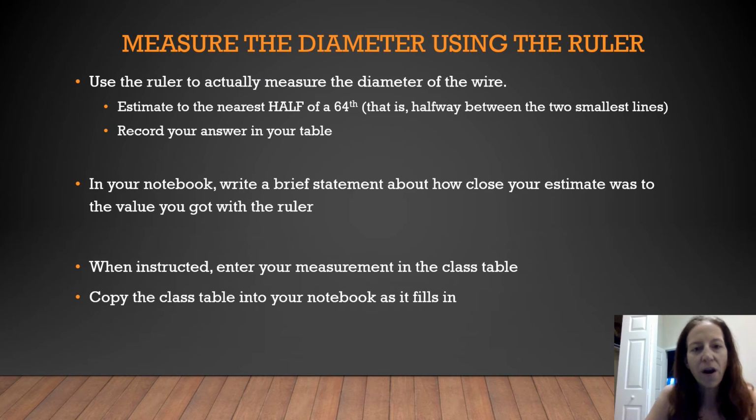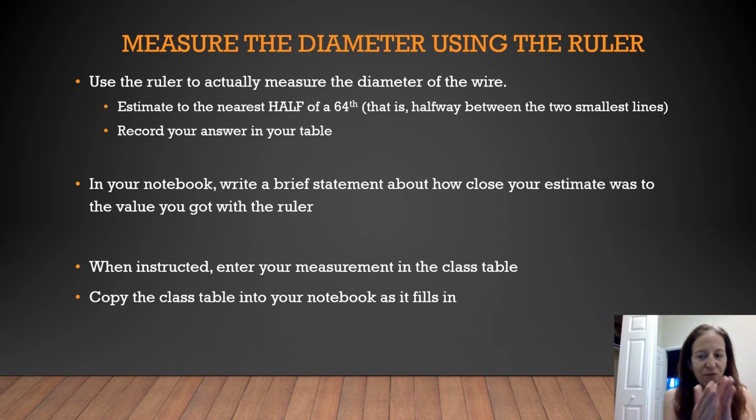Okay, then you are actually going to measure the diameter using the ruler. So use the ruler to actually measure the diameter of the wire. Estimate to the nearest half of a 64th. Okay, so your estimate without using the ruler was just a straight up estimate. You're not measuring at all.